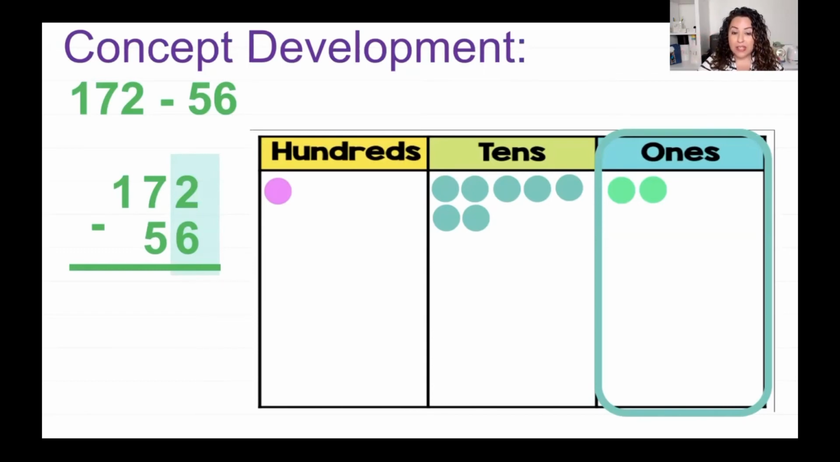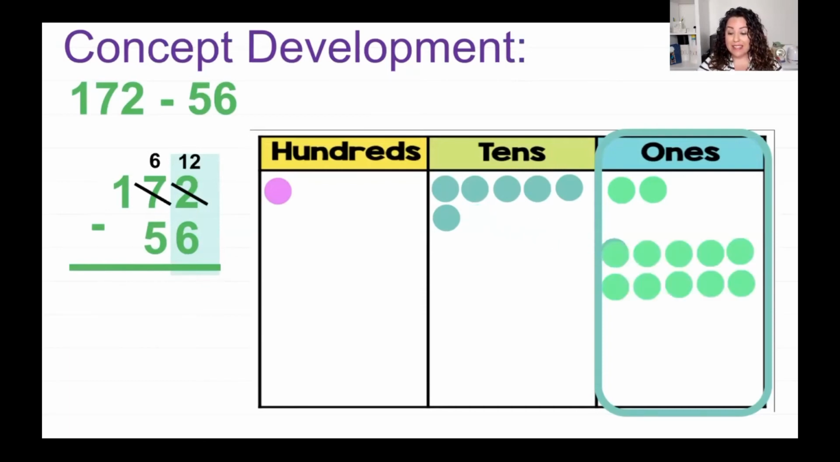So let's go ahead and show you what that looks like. I'm going to go ahead and get my 7 tens and I'm going to cross off the 7, and now I have 6 tens, and instead of 2 ones, I have 12 ones. So on my chart, this is what it looks like. And there we go. And now we're ready to subtract.